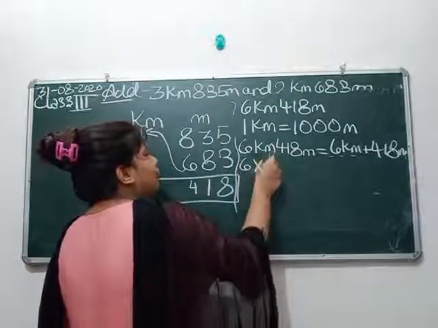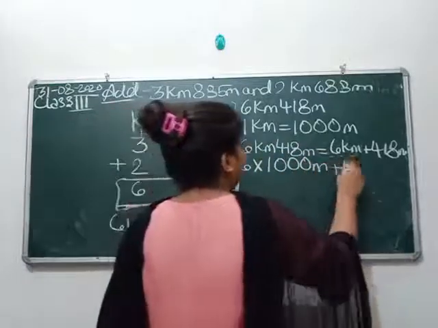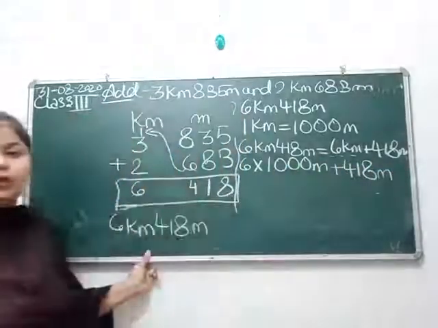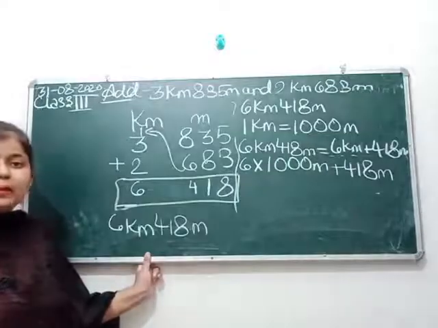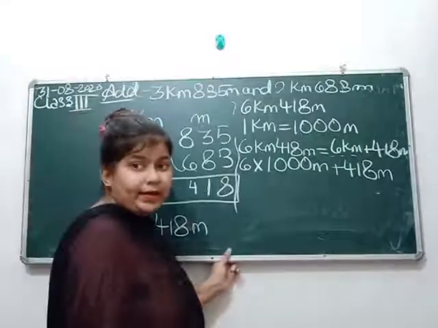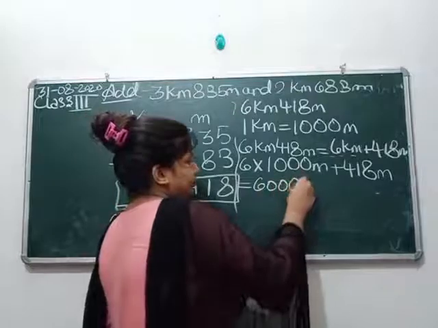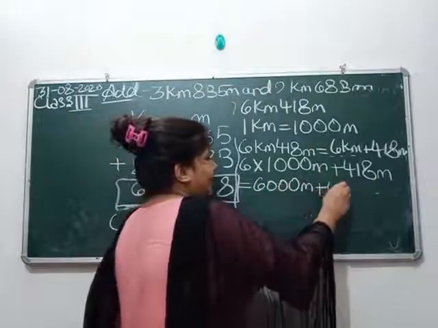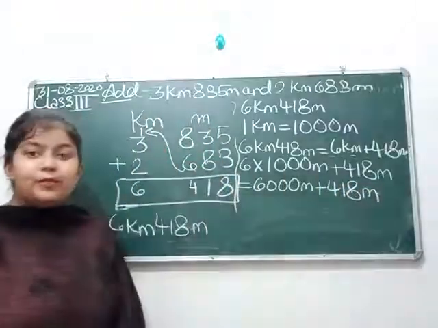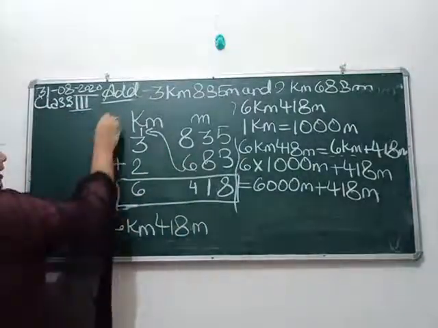So 6 into 1000 meter plus 418 meter. Now 6 multiplied by 1000 we will get 6000, plus 418 meter. 6000 meter plus 418 meter. Now if we add them together, what will we get?